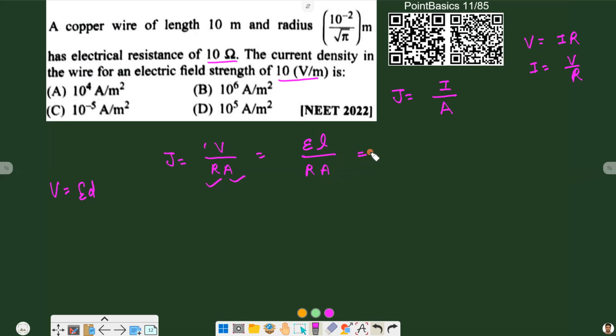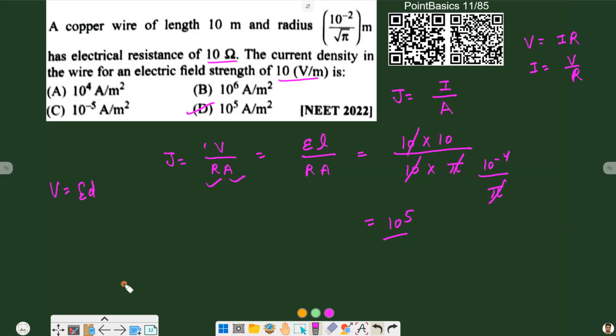Using these, we can just substitute all the values. Electric field is 10, length is 10, resistance is 10, and area will be pi times the square of this. So 10 raised to power minus 4 pi. Pi gets cancelled, this 10 gets cancelled, and this will go on the top. So 10 raised to power 5, and option D matches here.